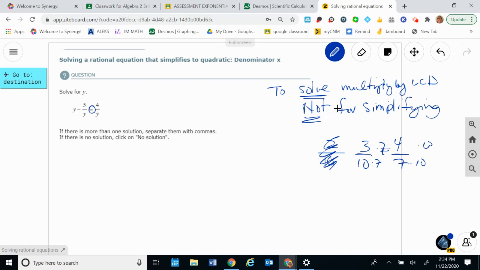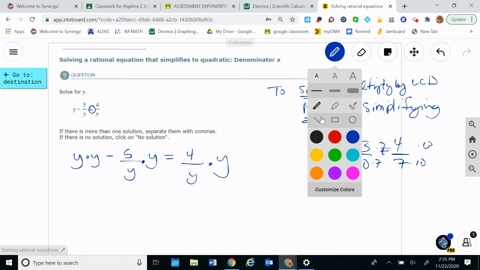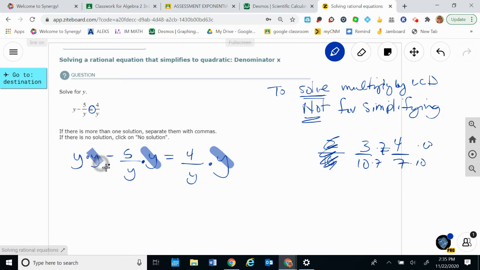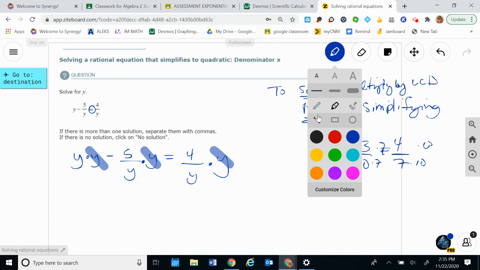But this is a trick for when you're solving. The least common denominator is y. So we're going to multiply everything by y, and I'm going to rewrite it. y times y minus 5 over y times y is equal to 4 over y times y. That is the trick, you guys. I'm going to highlight this is what I multiplied by. I multiplied by the LCD.